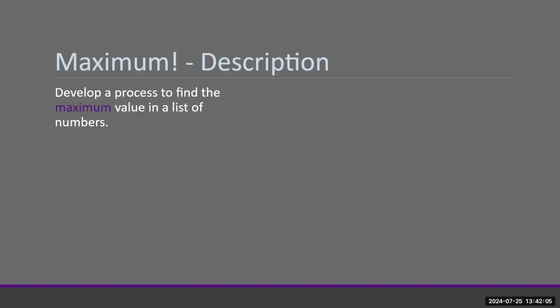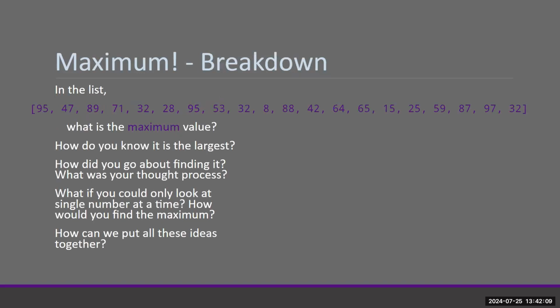For our next example, we're going to go over maximum. So here's a list, and I want you to find the maximum value in that list. The questions I want you to be thinking about for this one are, how do you know that that number is the largest? If you look through, what's the biggest number? To me, it looks like 97.